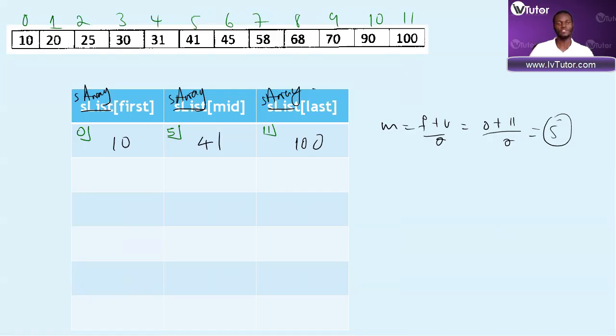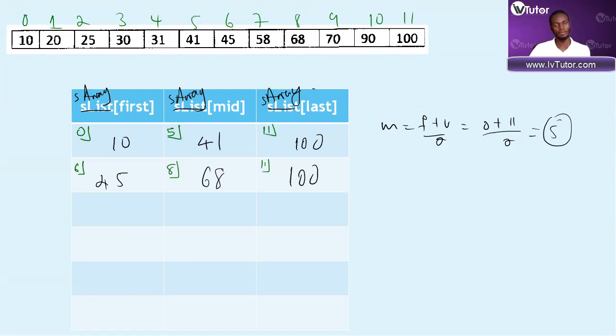Therefore, our first becomes mid plus 1, which is index number 6. Our last is still index number 11. Our mid is now 11 plus 6, which is 17 over 2. And we get 8. Therefore, 8 becomes our mid index. And then if I look at index number 6, we have 45. At index 8, I have 68. At index 11, I still have 100.